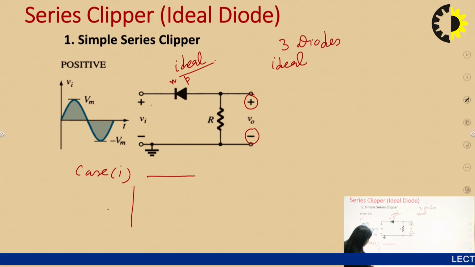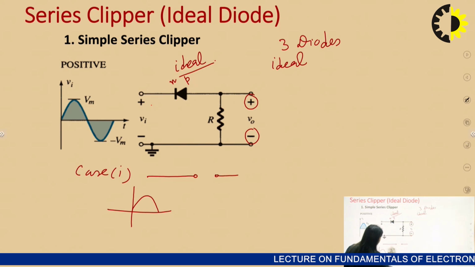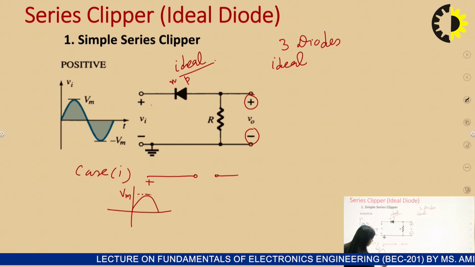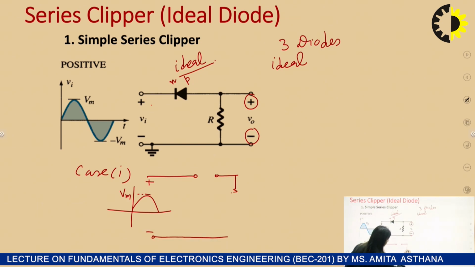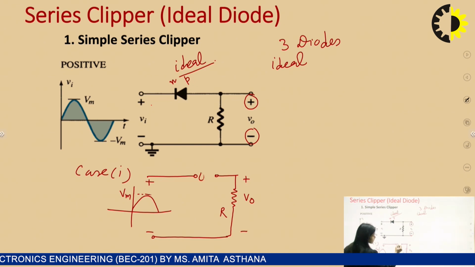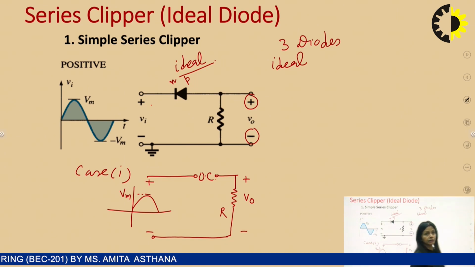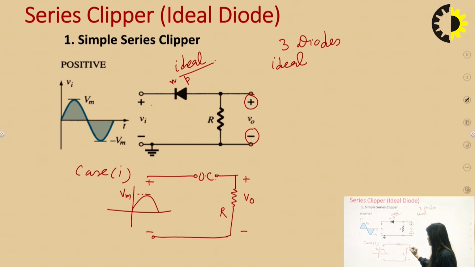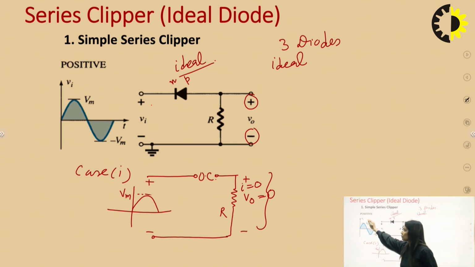So when the positive peak, case 1, the input is positive, the diode is reverse biased because the values are positive for this positive half cycle. This is the resistance R. If this is an open circuit for the reverse bias condition, then what is going to happen? There is no current. So I is equal to 0. If I is equal to 0, then Vo must be equal to 0. So in case 1, when the voltage is positive in the positive half cycle, the output across the resistance is 0. Now coming to case 2.